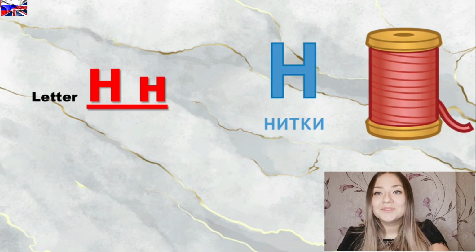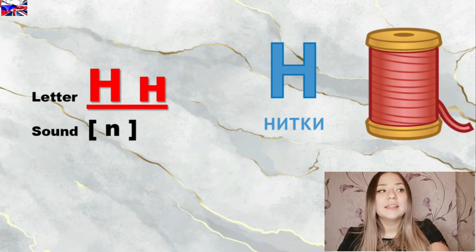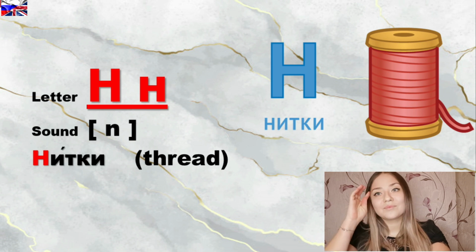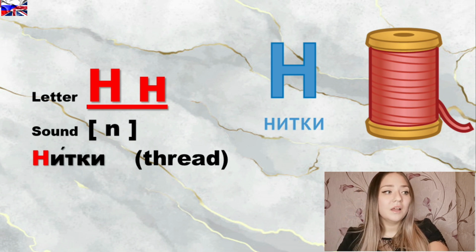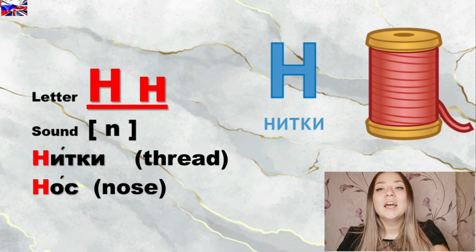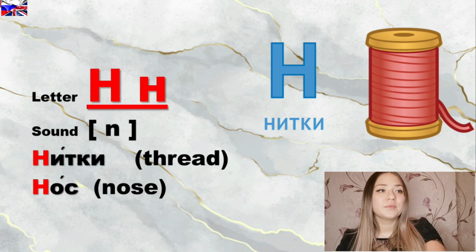The next letter is letter N. Sound N. For example, the word thread. Thread is нитки. Нитки. Or the word nose. Nose is нос. Нос. Fantastic. So far so good, right?